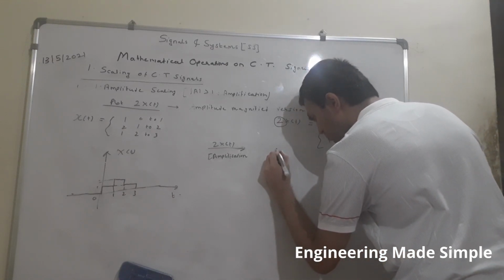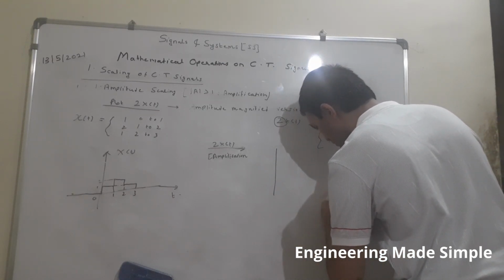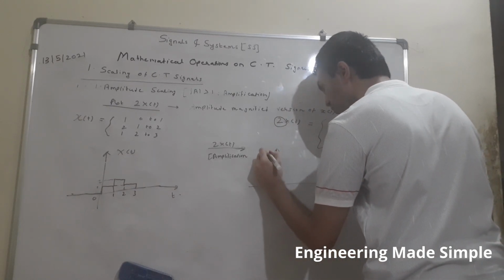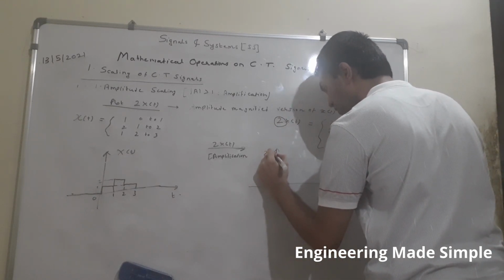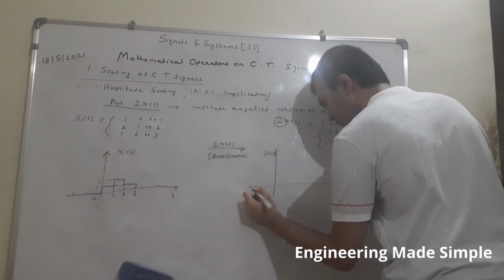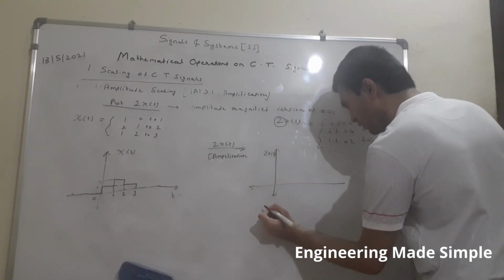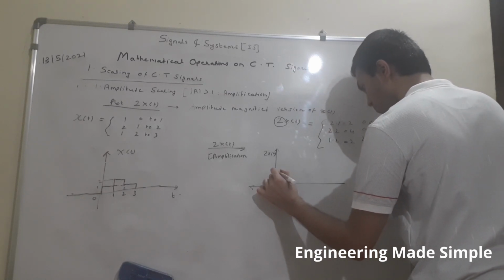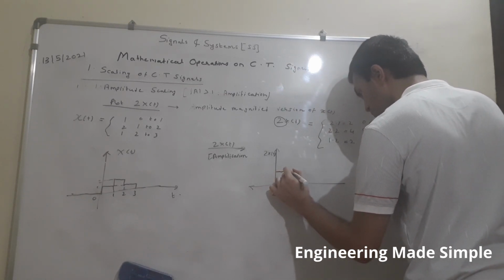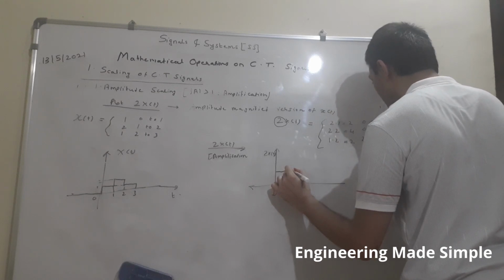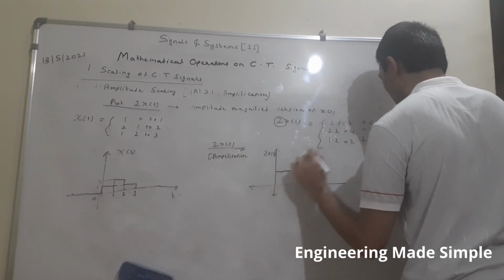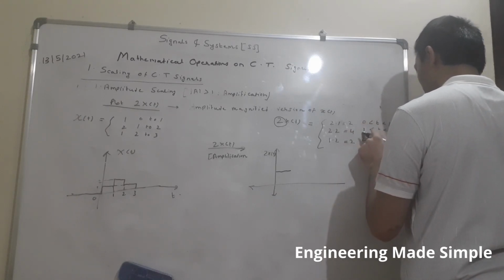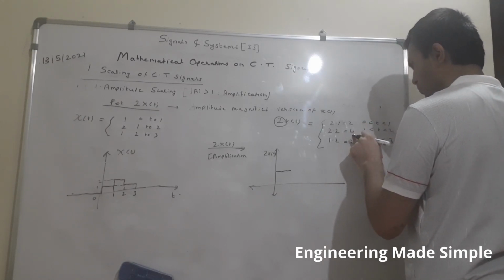So this is the amplitude magnified version. Now this is the plot for 2 times x of t. I have written it precisely, it is 2 times x of t. Now let us see how it looks. For in between 0 and 1, its value will be 2. And for 1 and 2, its value will be, sorry, I made a writing mistake here. In between 1 and 2, its value will be 4.